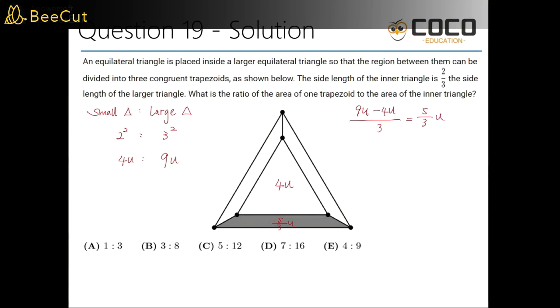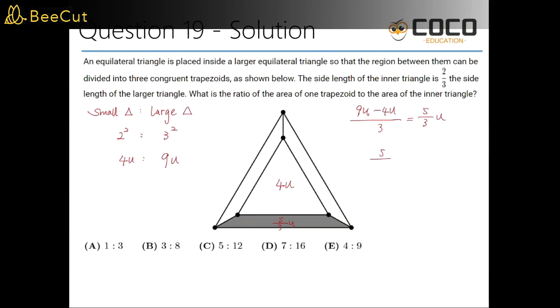And let's get the area ratio. So the shaded trapezium is 5 over 3 units. The small triangle is 4u. So this is 5 over 3 to 4. Times 3 on both sides, the ratio is 5 to 12. So we choose option C.